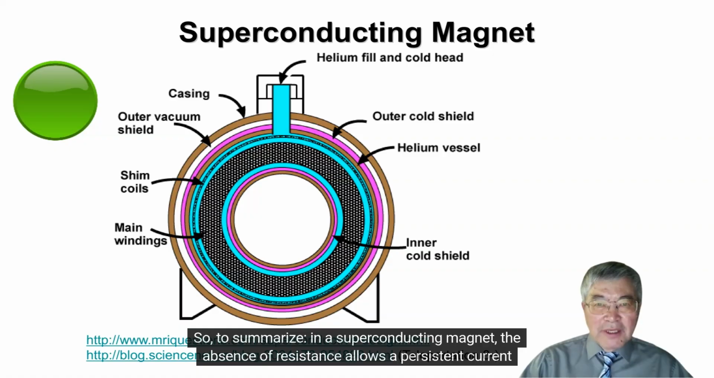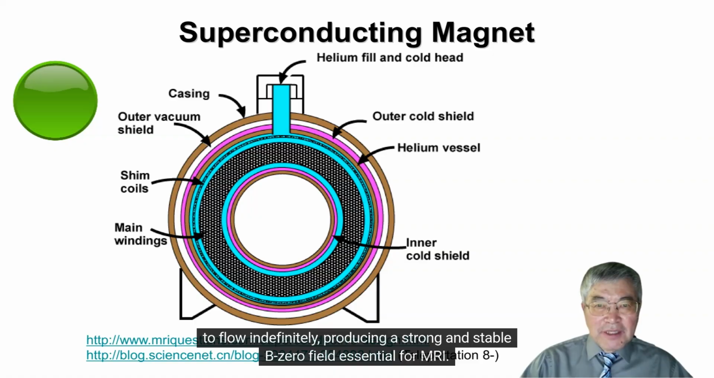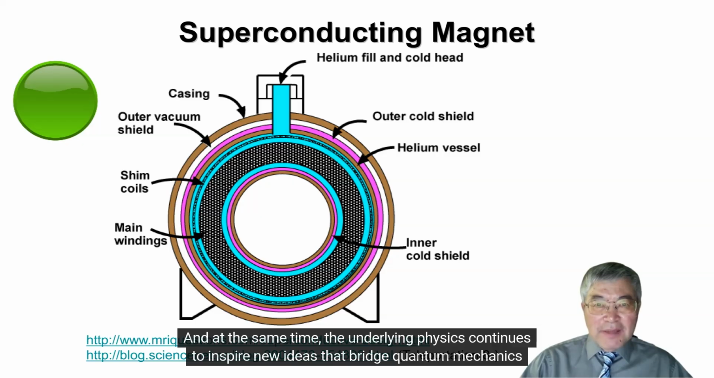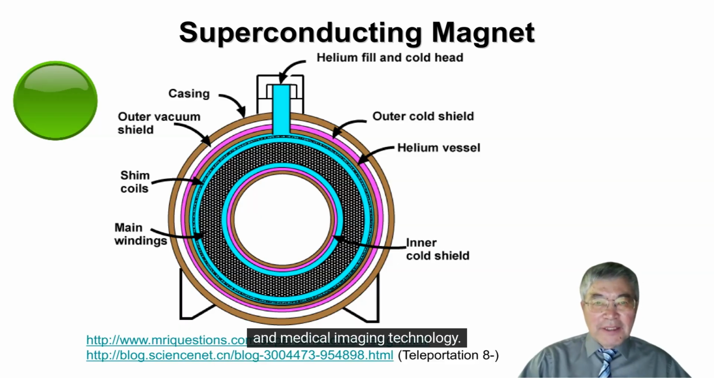So, to summarize, in a superconducting magnet, the absence of resistance allows a persistent current to flow indefinitely, producing a strong and stable B0 field essential for MRI. And at the same time, the underlying physics continues to inspire new ideas that bridge quantum mechanics and medical imaging technology.